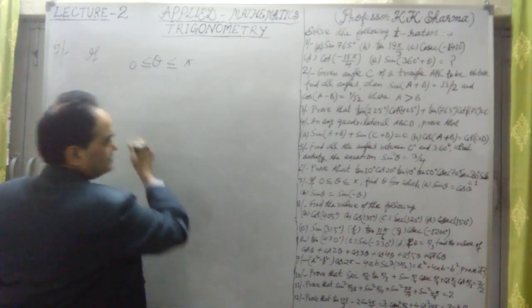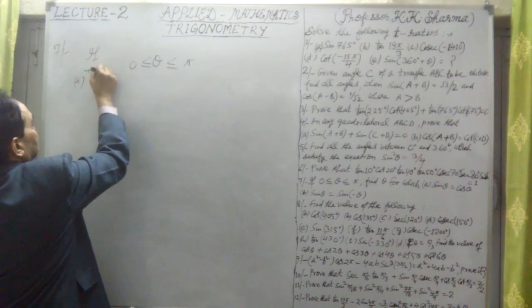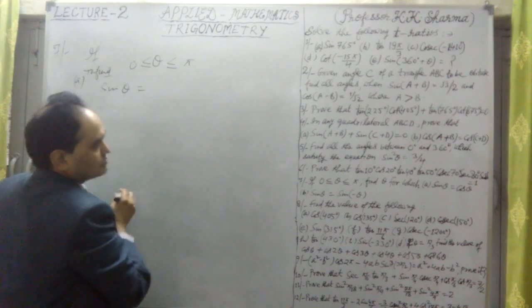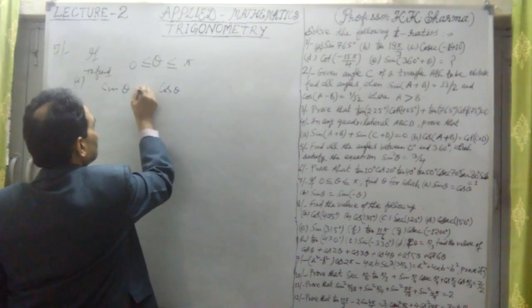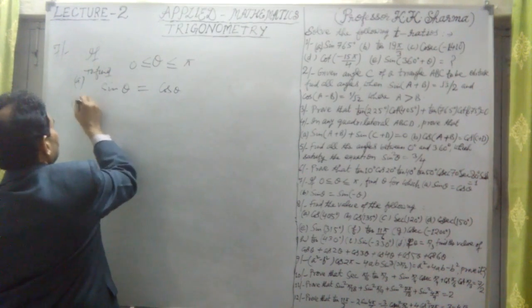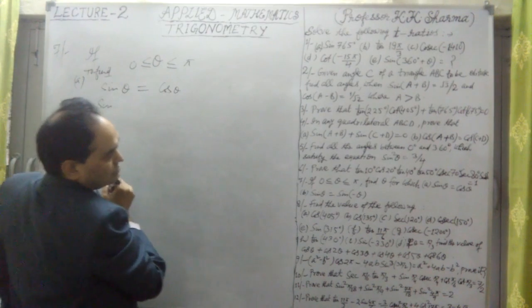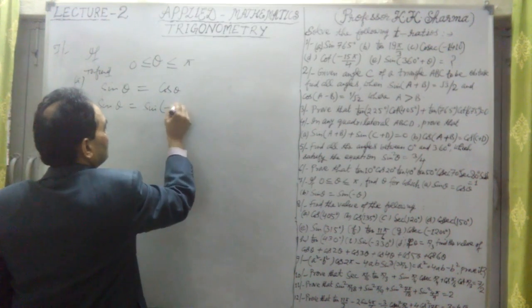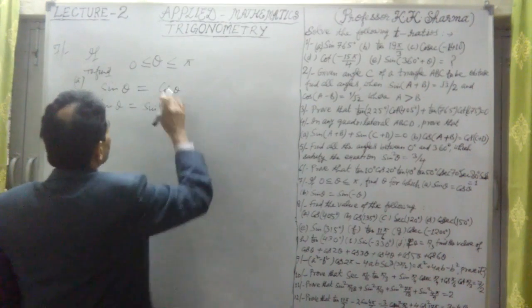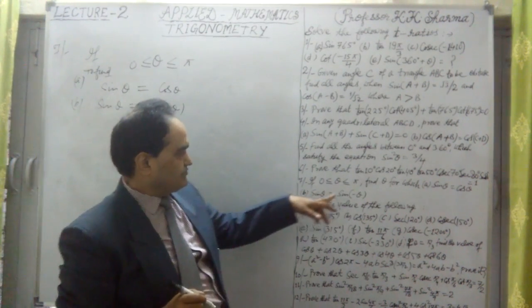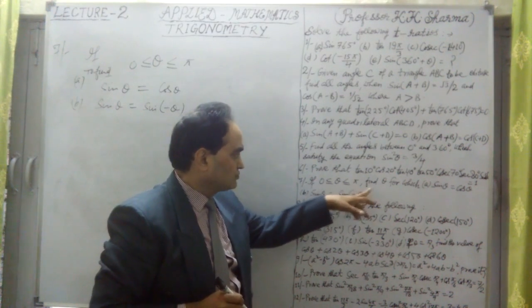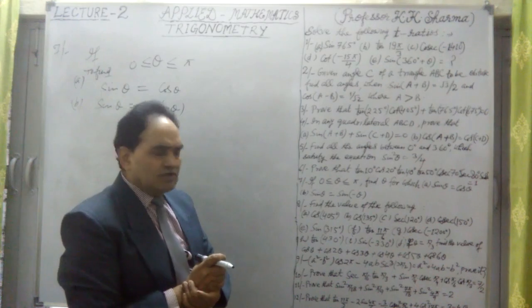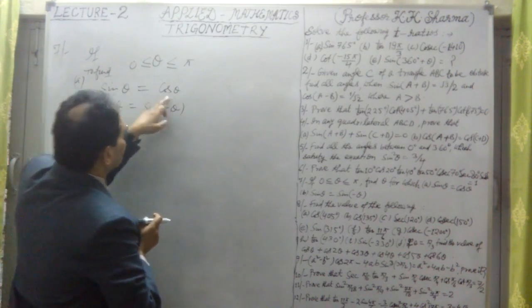Find theta for which, first part A, sin theta is equal to cos theta, and B part, sin theta is equal to sin of minus theta. What is the value of theta here? There are two parts, A part and B part. If theta lies between 0 and pi, we have to find the values of theta for A part sin theta equals cos theta and B part sin theta equals sin minus theta. What are the values of theta in the first case?